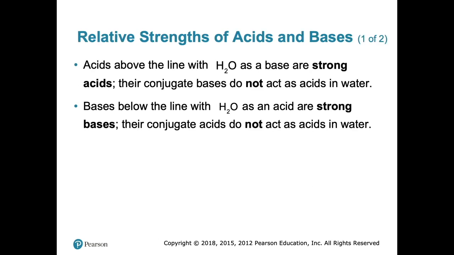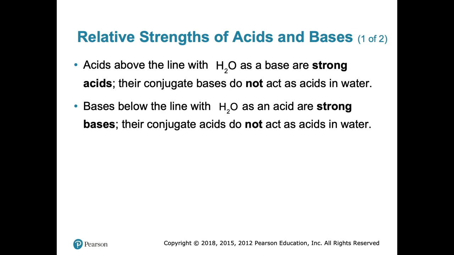And then I'm going to talk about a couple more things, and we'll end it for today. Relative strengths of acids and bases. Acids that are above the line with H2O as base are strong acids. Their conjugate bases do not act as acids in water. Bases below the line with H2O as an acid are strong bases. Their conjugate acids don't act as acids in water.